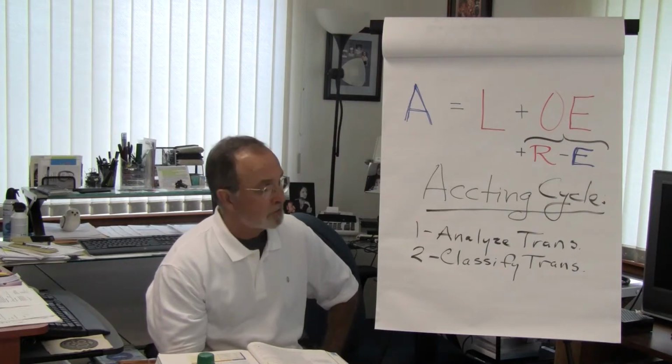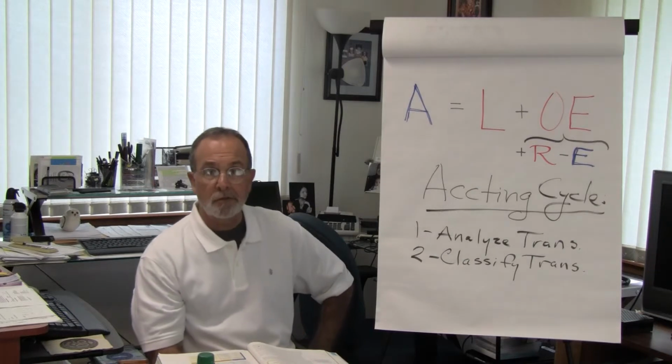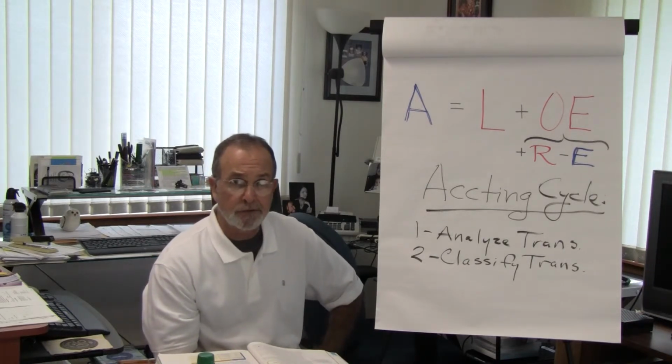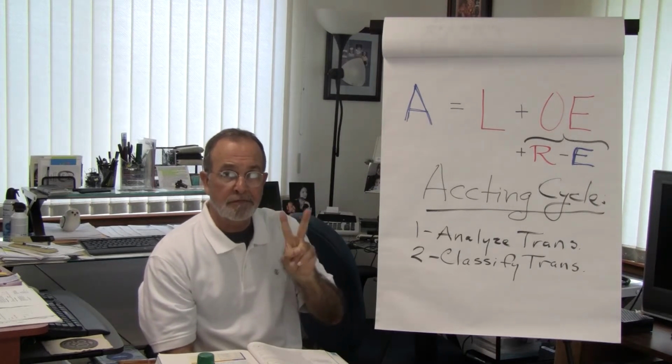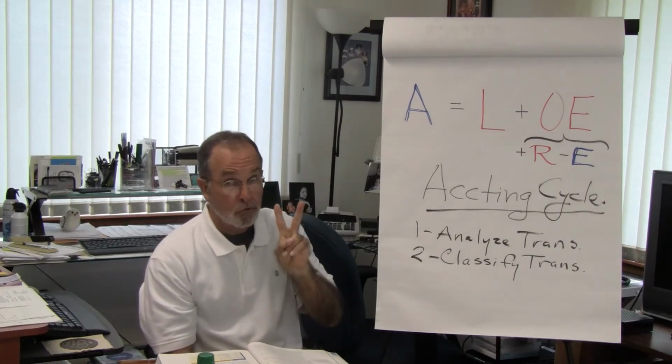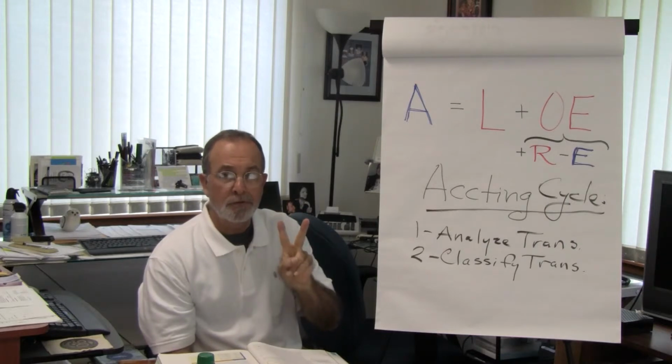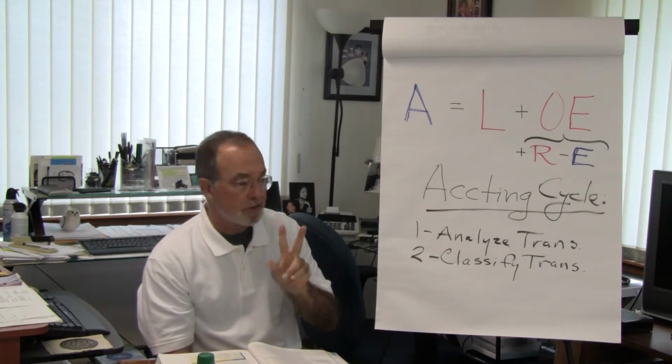Something I didn't mention in the previous lesson is relative to what is called double entry accounting or double entry bookkeeping. Each and every transaction always must affect two or more, but at least two separate account categories. Okay.